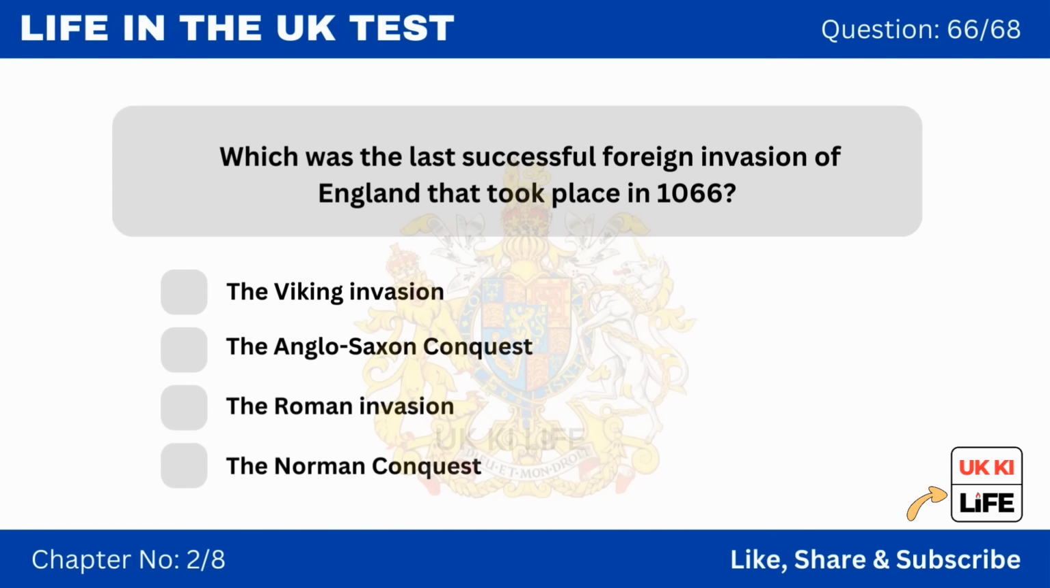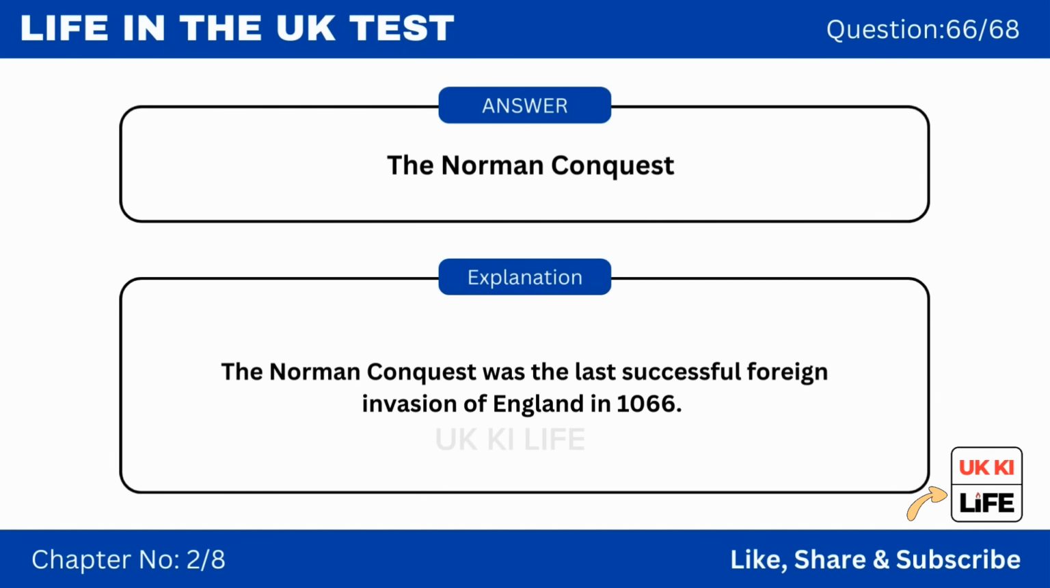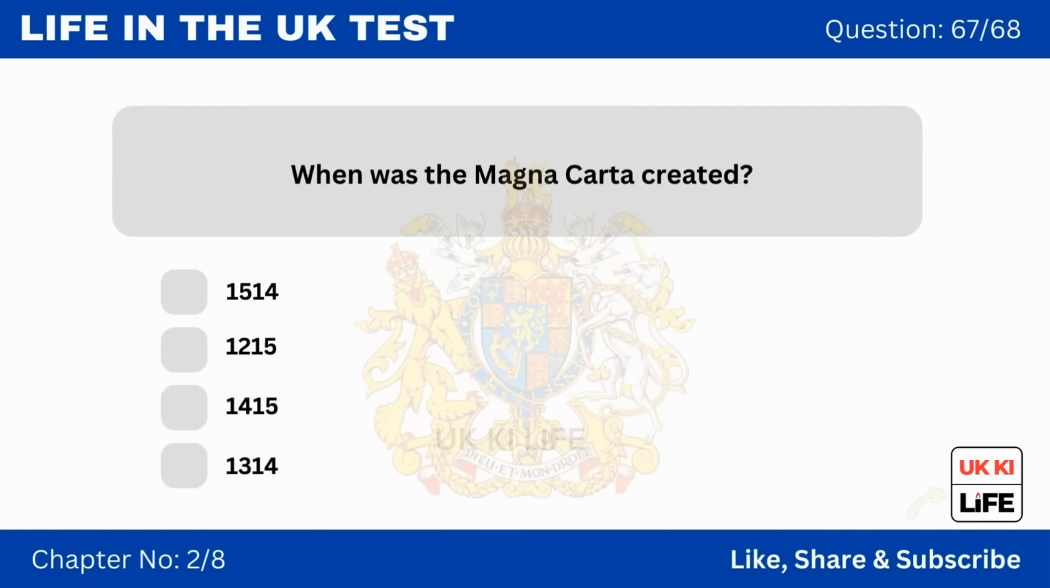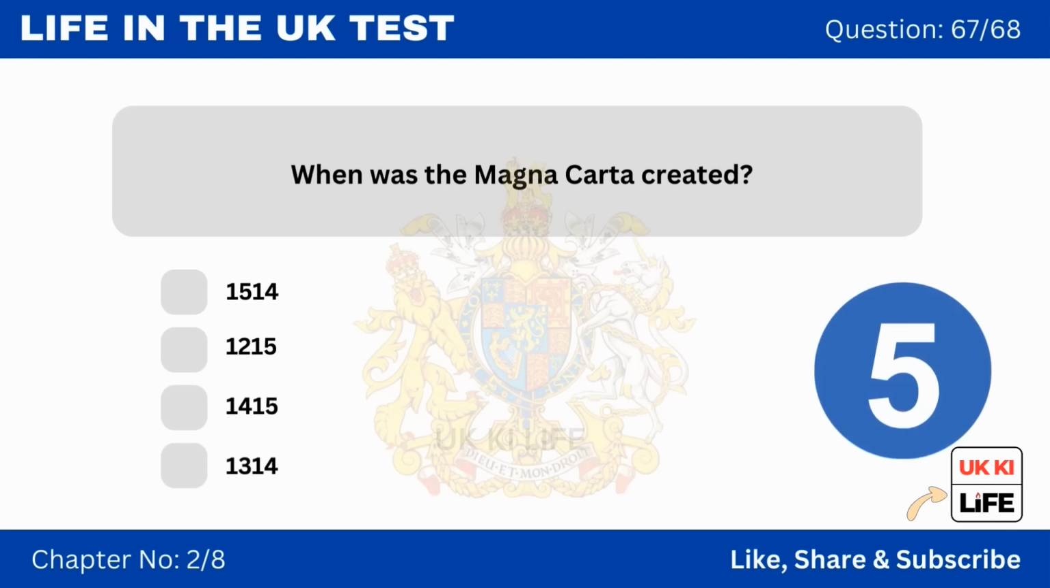The correct option is D. Explanation. The Norman conquest was the last successful foreign invasion of England in 1066. Question 67. When was the Magna Carta created? 1514, 1215, 1415, 1314.